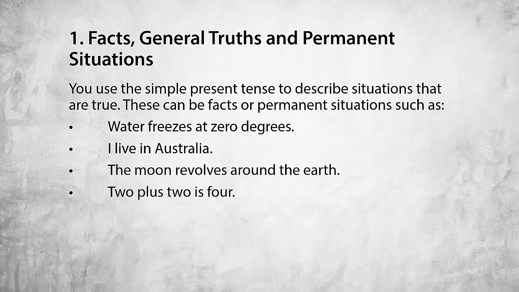First, use the present simple when you're talking about facts, general truths, or permanent situations. So if we were to say water freezes at 0 degrees, this is a fact or a general truth. I live in Australia. The moon revolves around the earth. 2 plus 2 is 4.